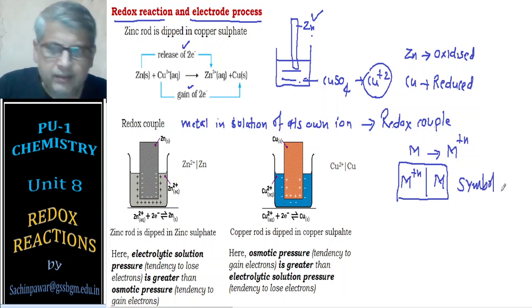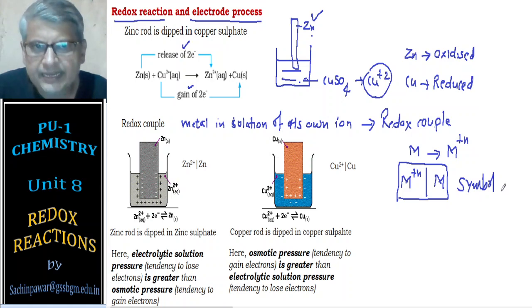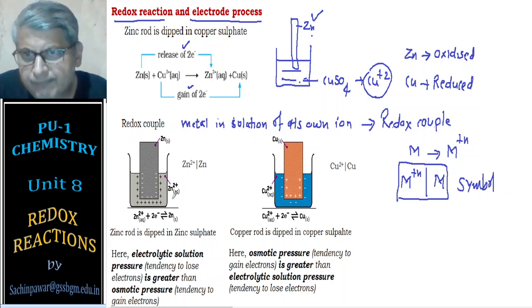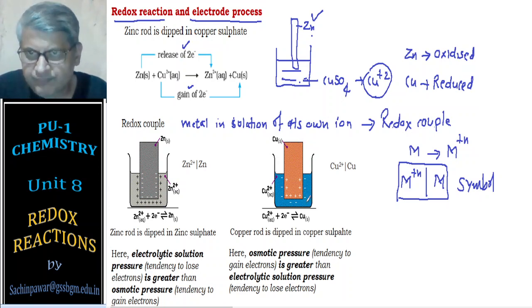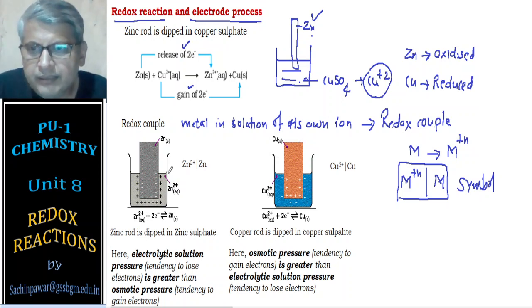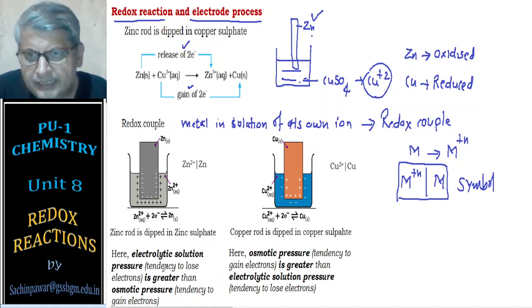Now here, to be brief, what I have done is, in the first case I have taken a zinc rod and dipped it in zinc plus 2 ion solution, and a copper rod is dipped in a copper ion solution. Here there are two tendencies happening. One is that there is a tendency to lose electrons by the metal.